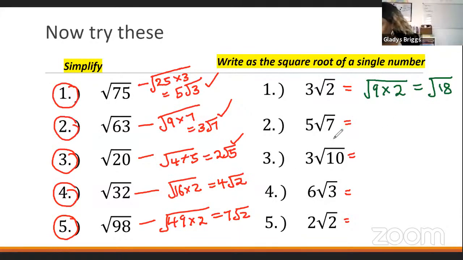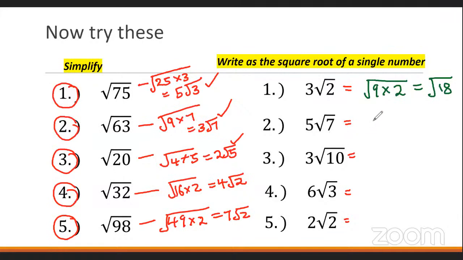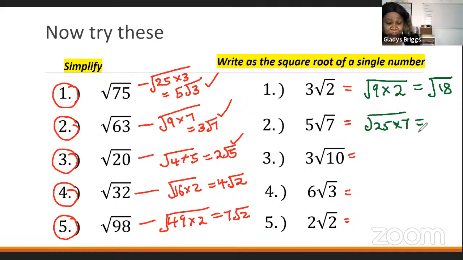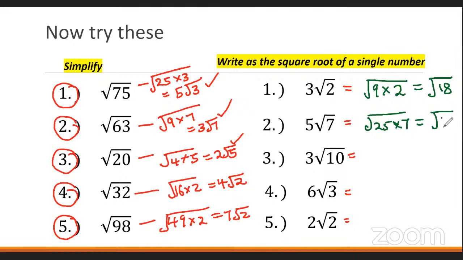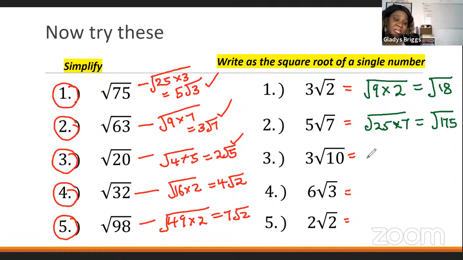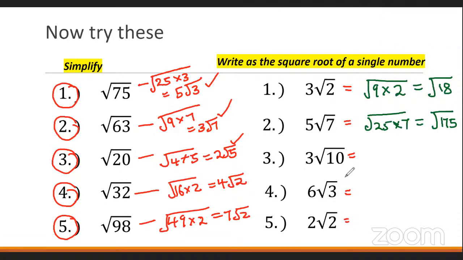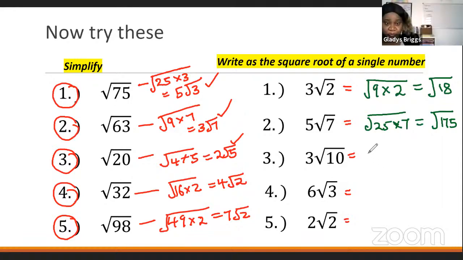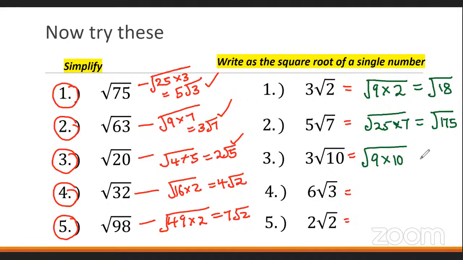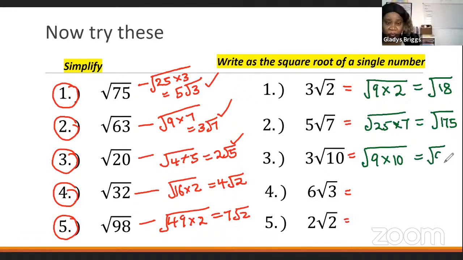The second one, 25 times 7, which is equal to 175. Good. And the third one. Square root 9 times 10, equal to square root 90. Well done.